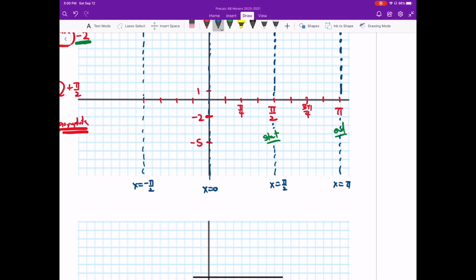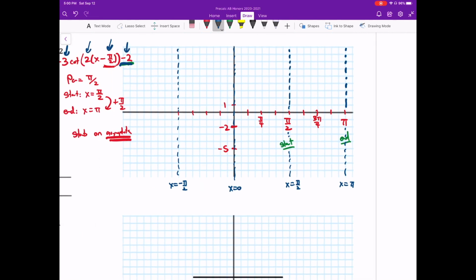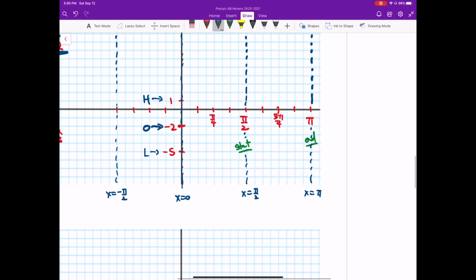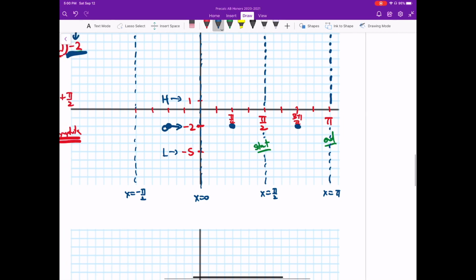But the thing is, the 0 shifted down 2 units. So this is kind of like our acting 0. This is kind of like our acting 0. This is our acting high, and this is our acting low. So when you graph it, you want to make sure that it corresponds to the new 0. So these are zeros right there, right there, right there, and right here.